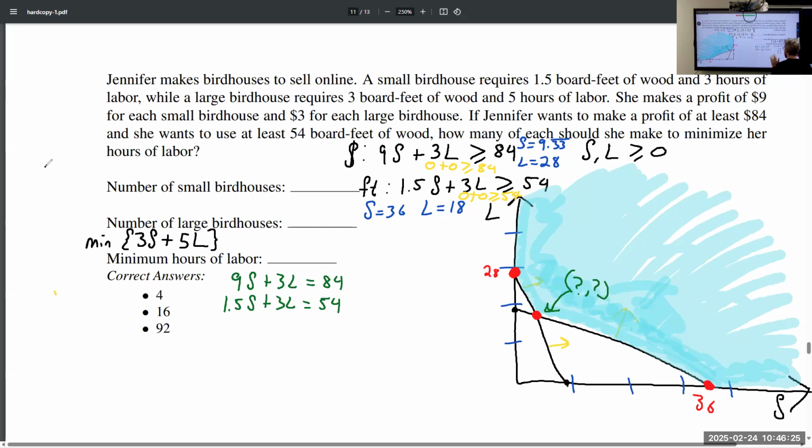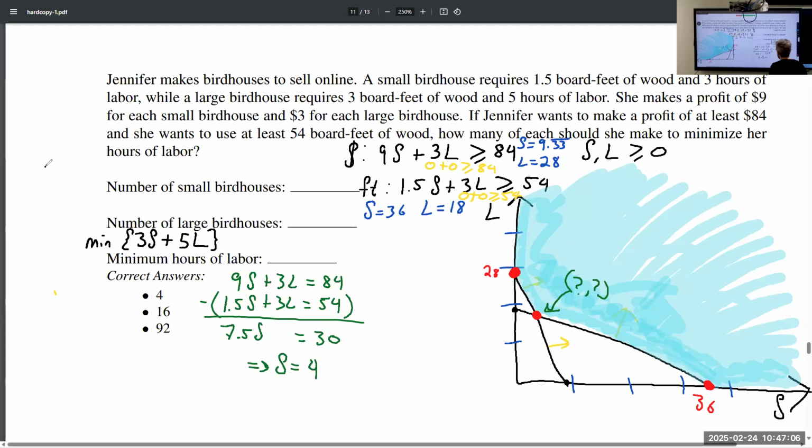At least with my numbers, I have equal large right here. I have 3, 3, so they're equal. If I subtract them, they'll be equal and opposite. So that's 7.5. That goes to 0. And that's just 30, right? So I get small birdhouses is 4. That's less than 10.